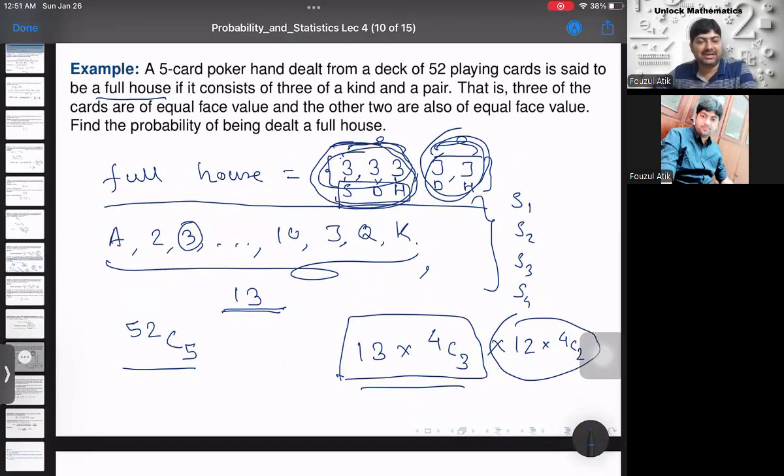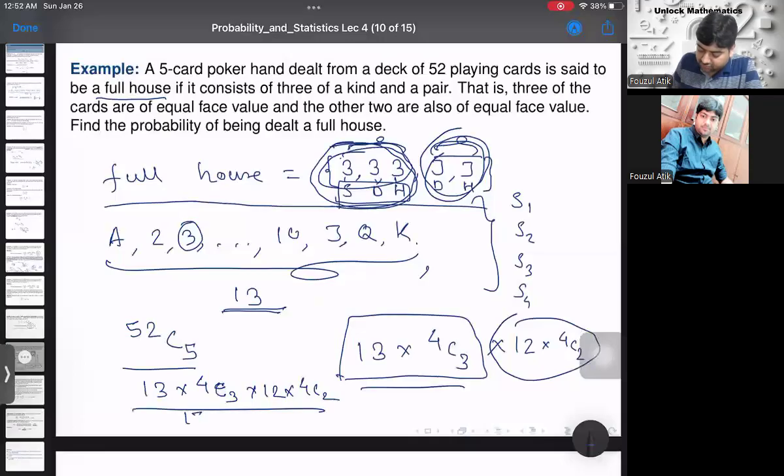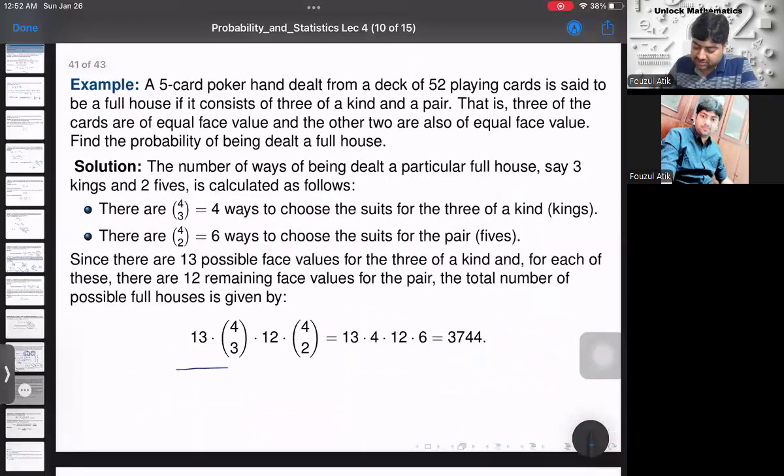And therefore, what is the probability that I have a group of 5 cards and it will be a full house? It is this value: 13 into 4C3 into 12 into 4C2 divided by 52C5, and you will get the answer. The whole example is solved in a very formal way. It is the answer, and that's what we have discussed.